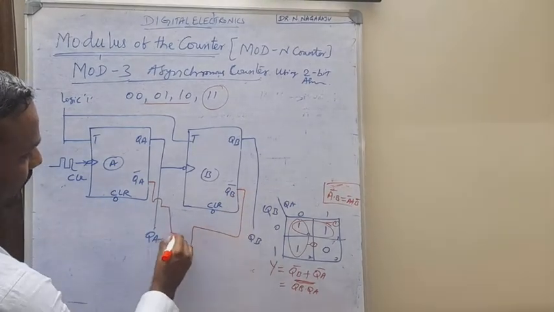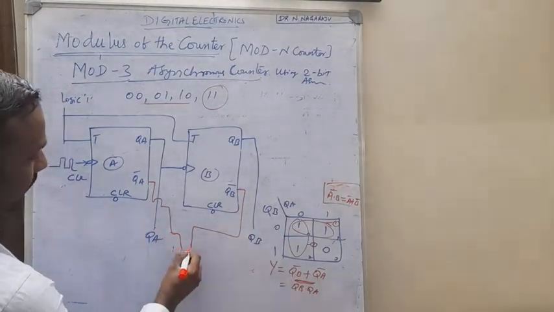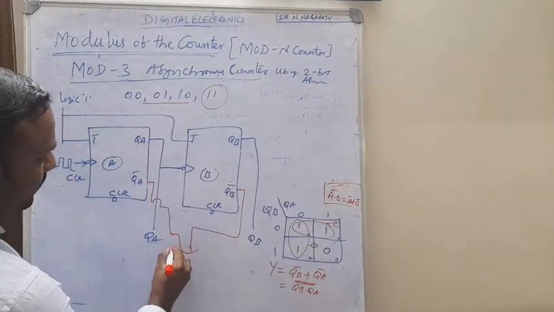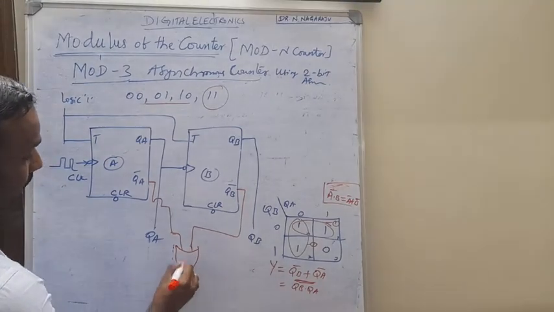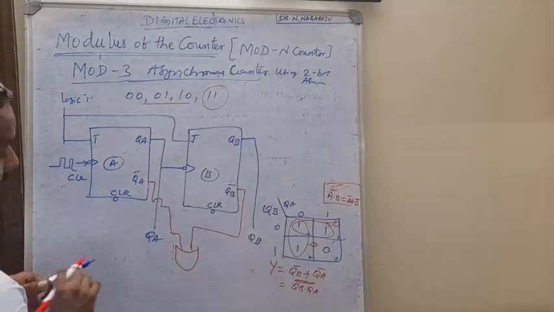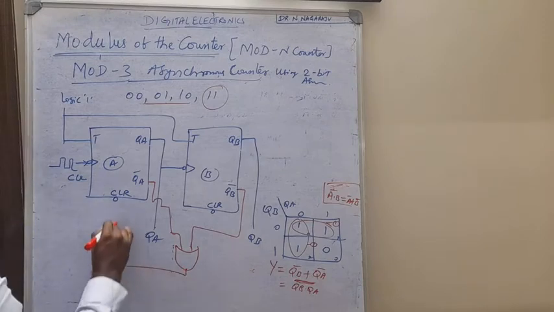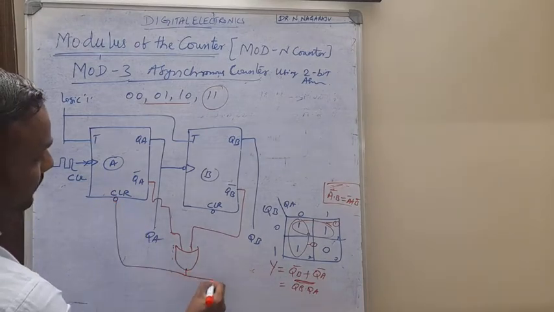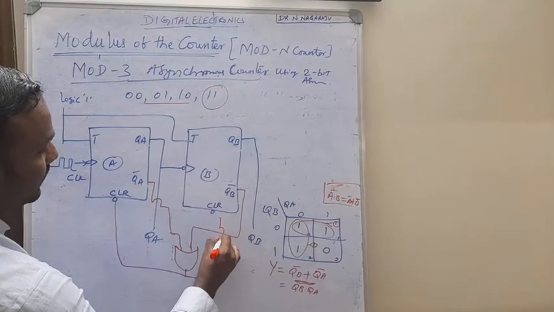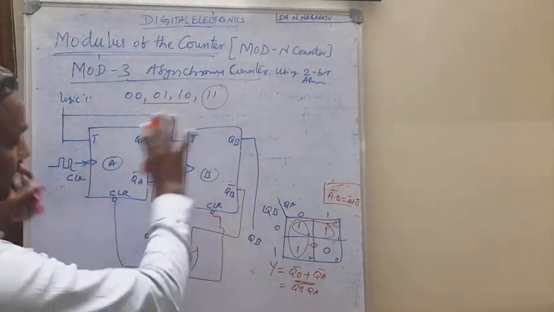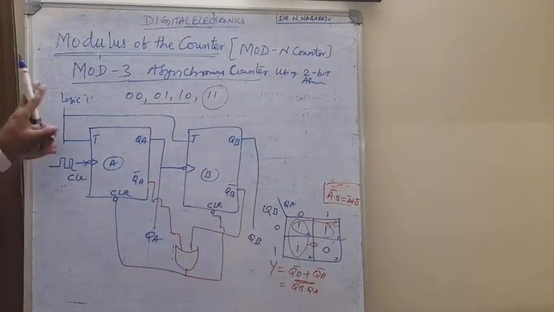So QB bar, right? So here what? OR operation. The output of this OR should be connected to the clear signal. This output of this OR is connected to the clear signal. So this is the final circuit of this mod 3 state.